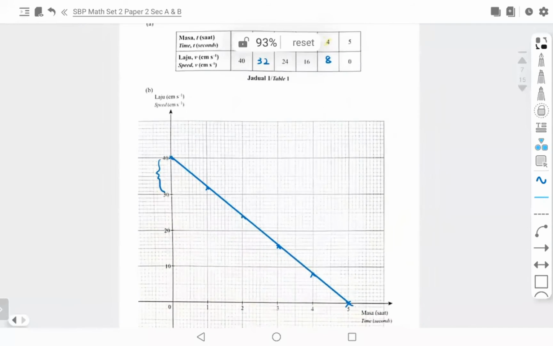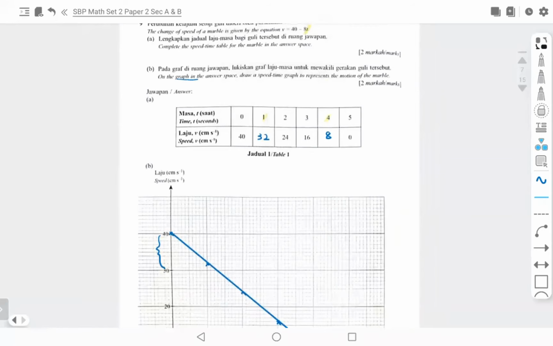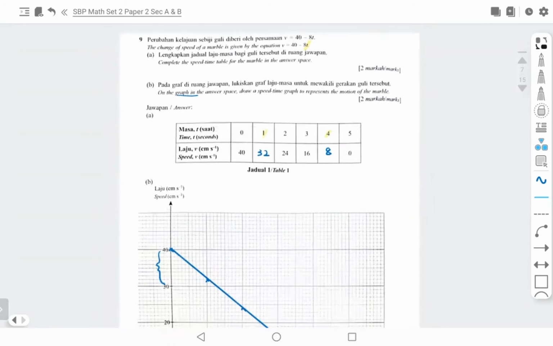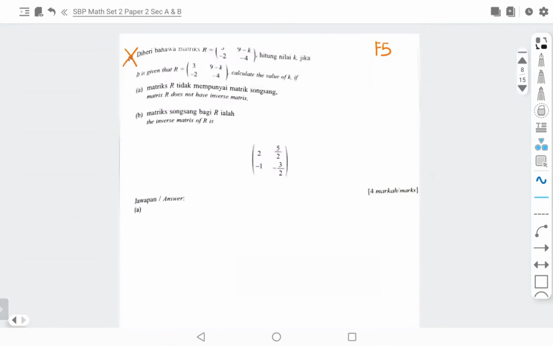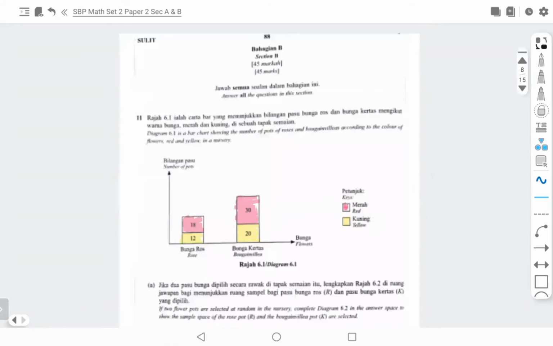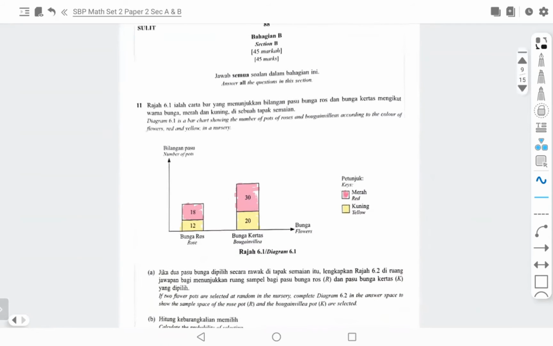A simple one. This is actually under Form 2, Chapter 8, Graph. Yeah, 4 marks. That's number 9. Number 10, just put it aside first because it's Form 5.1 matrix. Remember, just now I told you, this is the third method that you can use to solve simultaneous equations. So you will learn it in Form 5 later. So we proceed to section B now.